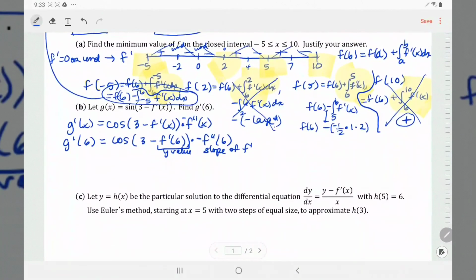So cosine of 3 times negative 2. So that would be the answer to that one. Okay, that was like short.